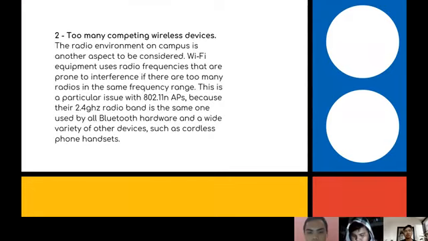Next is too many competing wireless devices. The radio environment on campus is another aspect to be considered. Wi-Fi equipment uses radio frequency that is prone to interference if there are too many radios in the same frequency range. This is a particular issue with 802.11n access points because the 2.4 GHz radio band is the same one used by all Bluetooth hardware and a wide variety of other devices, such as cordless phones and headsets.